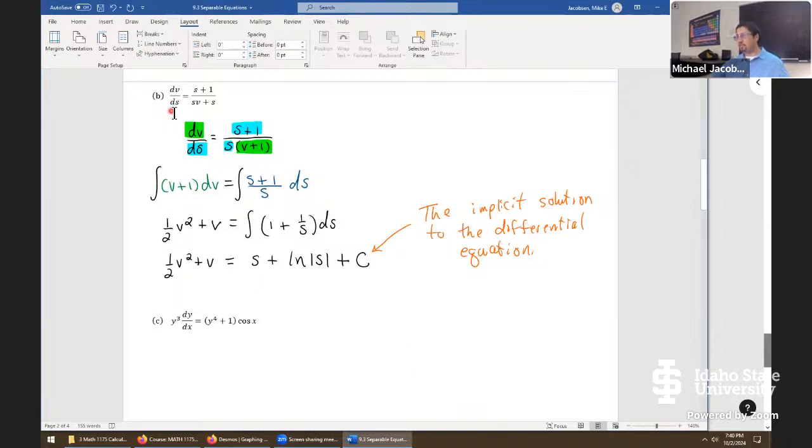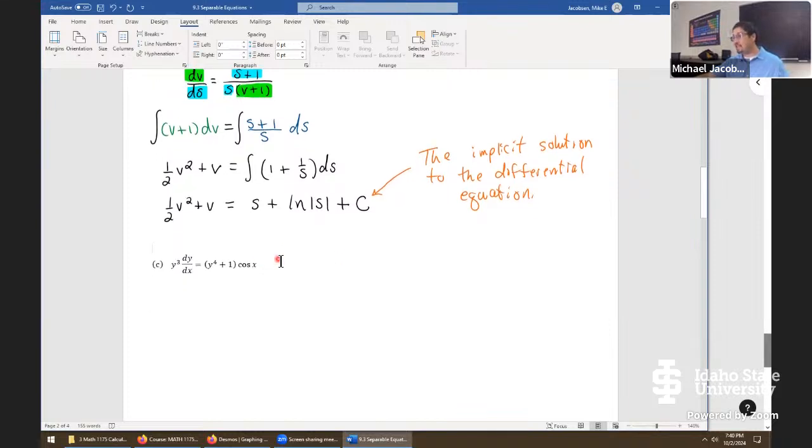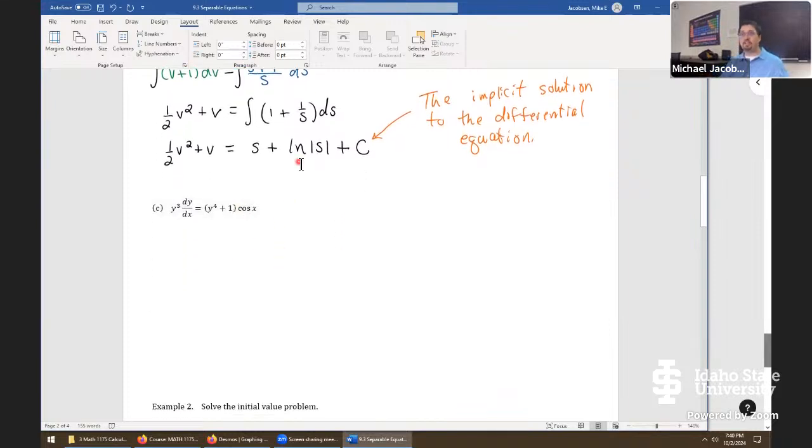Okay, so this one is kind of like practice doing the applied problem because of the weird variables. Maybe V is velocity, S is position. I'm not sure what the word problem would be to give us something like that. But this is now a more routine kind of question.